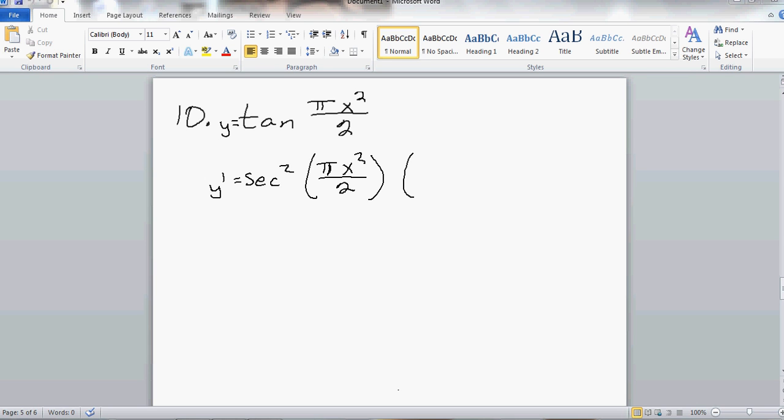Well, for the derivative of the inside, we take this exponent 2 and bring it out front, so that's going to be 2 times pi over 2 times x, and subtract 1 from the exponent, and we get x to the 1. Notice that the 2's will cancel each other out. So what we're left with is pi x times secant squared of pi x squared over 2. Once again, we can't multiply this times the argument here because this argument goes with the secant squared. This just serves as a coefficient.